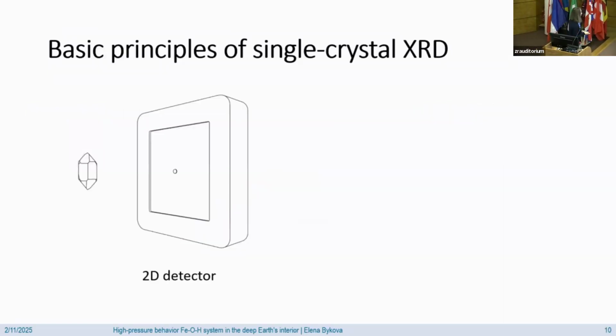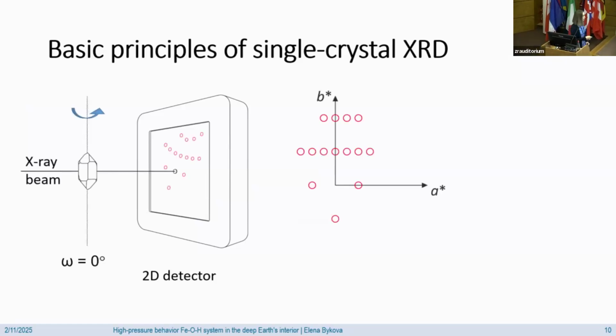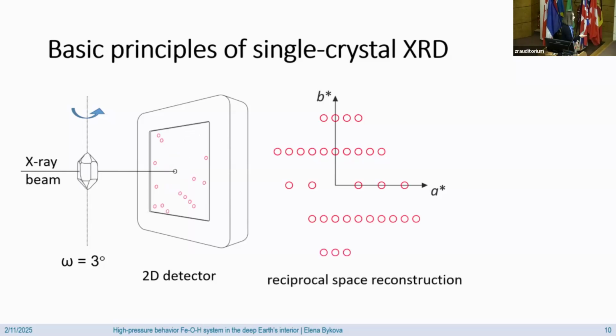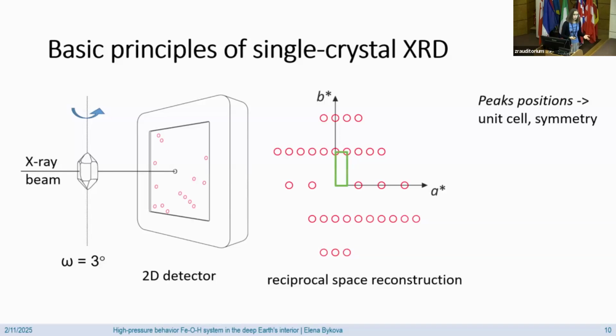So just a couple of words about the technique. In single crystal XRD, we expose the single crystal to the X-ray beam, and we collect the resulting image with a two-dimensional detector. On this two-dimensional detector, you typically have a set of reflections that is just a slice of your reciprocal space. By rotating the crystal, you can get another slice of the reciprocal space, and so on and so on, until you can get the full reconstruction of the reciprocal space. And that's beneficial because from this, we can determine structural information about our crystal.